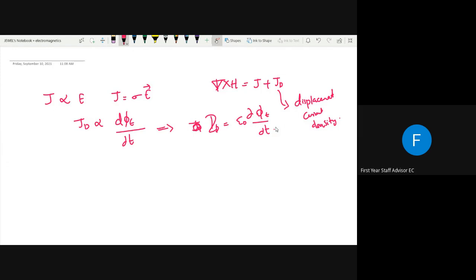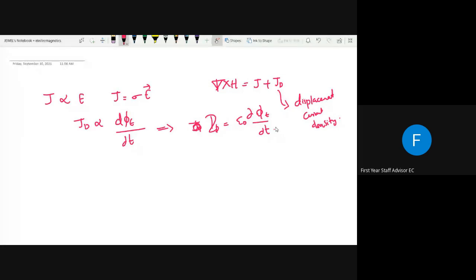The most important difference between them is that conduction current is the flow of charge carriers, normally the flow of electrons. That is conduction current. But displacement current is produced due to the change in electric field, or the rate of change of electric field. So that's the major difference, and that's the definition of both conduction and displacement current.